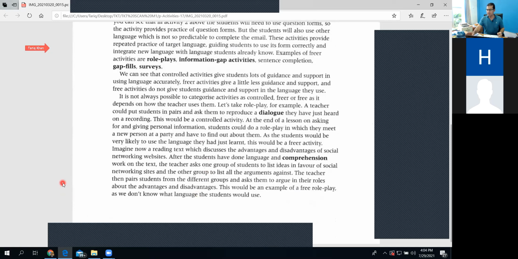Further, we can see that controlled activities give students lots of guidance and support in using language accurately. Freer activities give a little less guidance and support, and free activities do not give students guidance and support in the language they use. This is the whole thing they have summarized in these 3 lines, covering all 3 activities and what we discussed above.